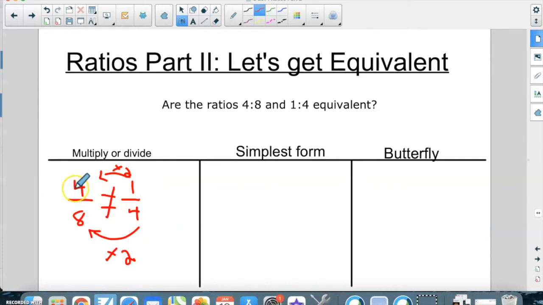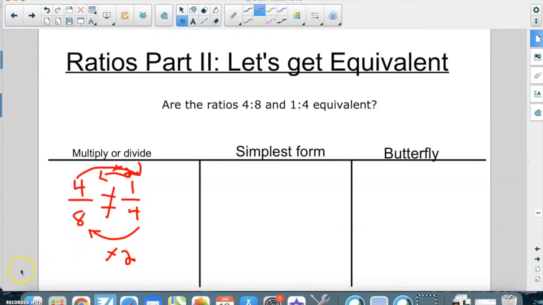Now you could have also done this. You could have also said, okay, how do I go from 1 to 4? And to go from 1 to 4, you divide by 4. 4 divided by 4 is 1. If you do 8 divided by 4, that would be 2. And as you can see, that wouldn't work. They're not equal.